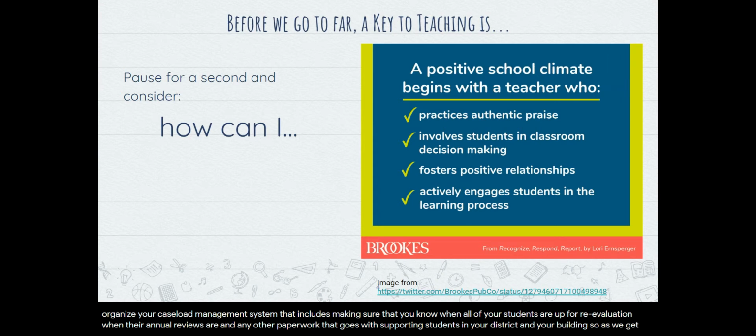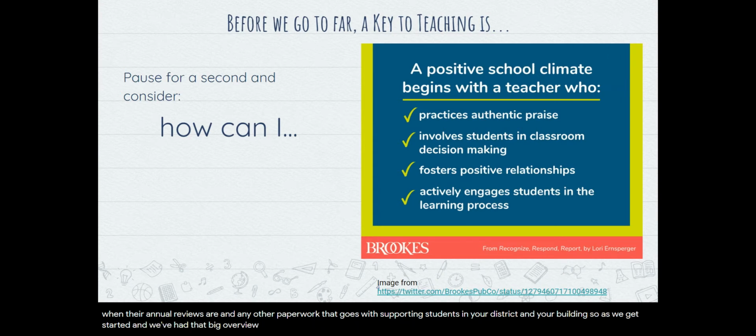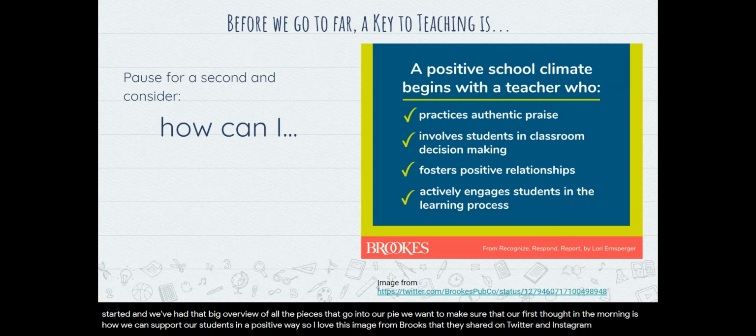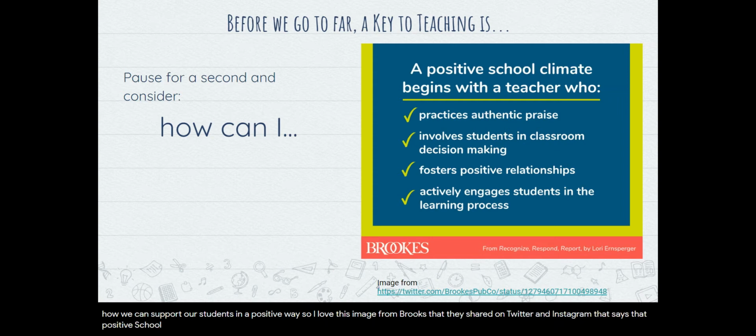So, as we get started, and we've had that big overview of all the pieces that go into our pie, we want to make sure that our first thought in the morning is how we can support our students in a positive way. So I love this image from Brooks that they shared on Twitter and Instagram that says that positive school climate begins with a teacher who practices authentic praise, involves students in decision making, fosters positive relationships, and actively engages students in the learning process.